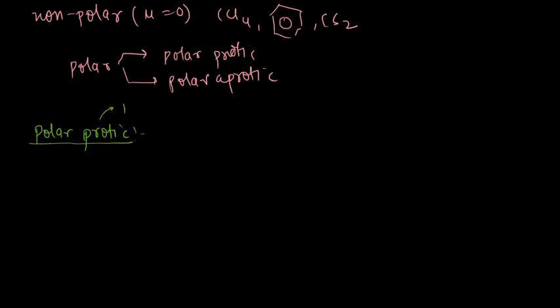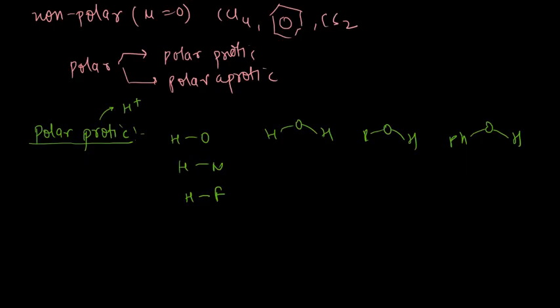Proton means H plus. So polar compounds have bonds like H-O, H-N, H-F, so they can easily donate H plus, like H2O, ROH, PhOH. These are polar compounds and they can donate H plus because they have an OH bond, right? Like RC=O-OH, RC=O-NHR. So it has an NH bond, so it can also donate H plus.